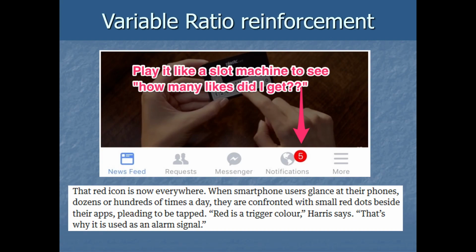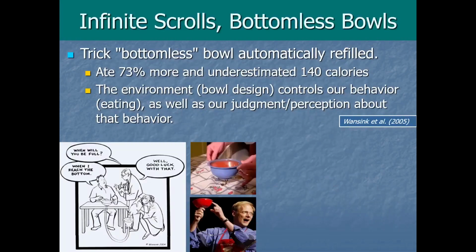So let's see some other examples of these dark patterns in design. A while back, there was this psychologist named Brian Wansink. He published a study where they used trick bowls that were secretly bottomless because they were quietly refilled without the participant knowing. So in the study, they were studying eating behavior. And they reported that when people ate out of a bottomless bowl, they ate 73% more and underestimated their calories quite a bit. So the environment, the bowl design, controls our eating behavior more than we realize, as well as our judgment and perception about our eating behavior.